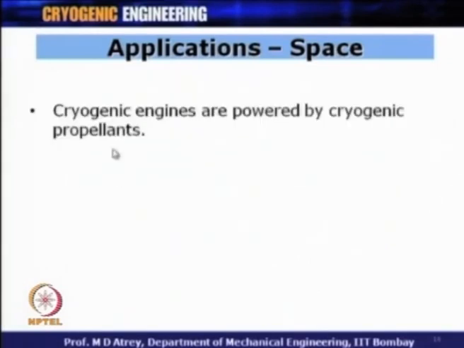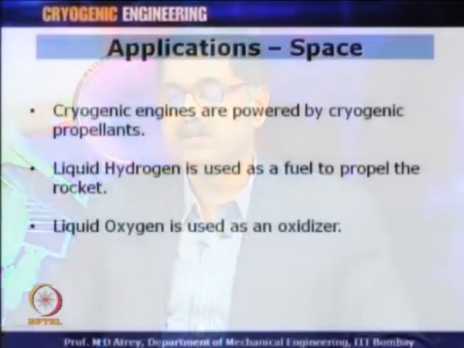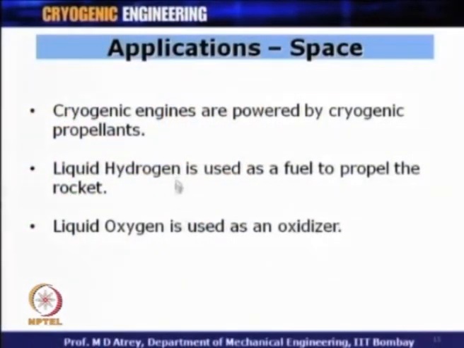Now, what are they? Cryogenic engines are powered by cryogenic propellants. You know, different propellants are there, but if I use cryogenic propellant, for example, liquid hydrogen can be used as a fuel to propel the rocket. Most of you have heard about cryogenic engine, and cryogenic engine uses liquid hydrogen as a fuel. It also uses liquid oxygen as an oxidizer. So, these two are important components. Liquid hydrogen is liquid at 20 Kelvin, liquid oxygen is liquid at 90 Kelvin. These two form the fuel for cryogenic engine and therefore, it can work as cryogenic propellant, and these are very important.